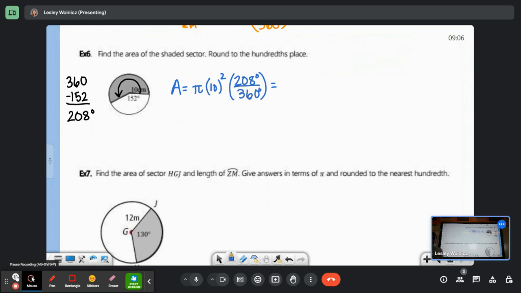All right, I got 181.51. Is that what you guys got? Centimeters squared. Okay, so that one we got to round. Example 7, we are doing in terms of pi and rounded to the nearest hundredth.